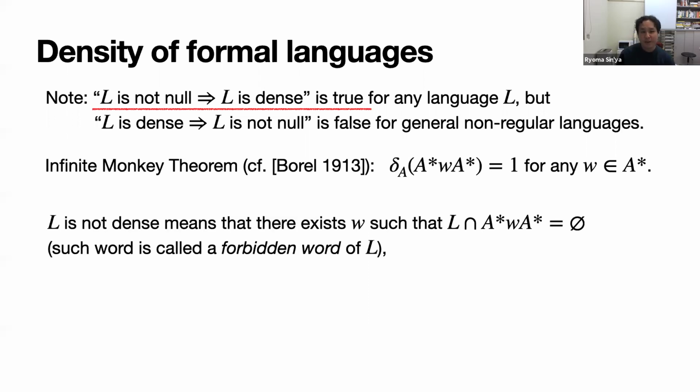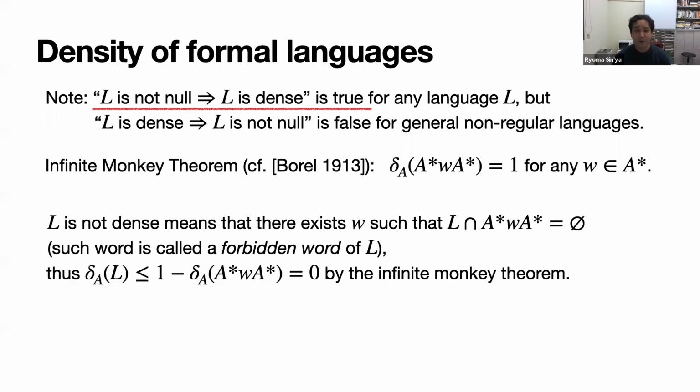So now L is not dense means there is some word W whose ideal language does not intersect with L, by definition. But because the complement of L contains this language A star W A star, the natural density of L satisfies this inequality. But by using the infinite monkey theorem, we can say that this value is 0. So L is null, okay? So not dense implies null. So this red underlined part is true for general languages.